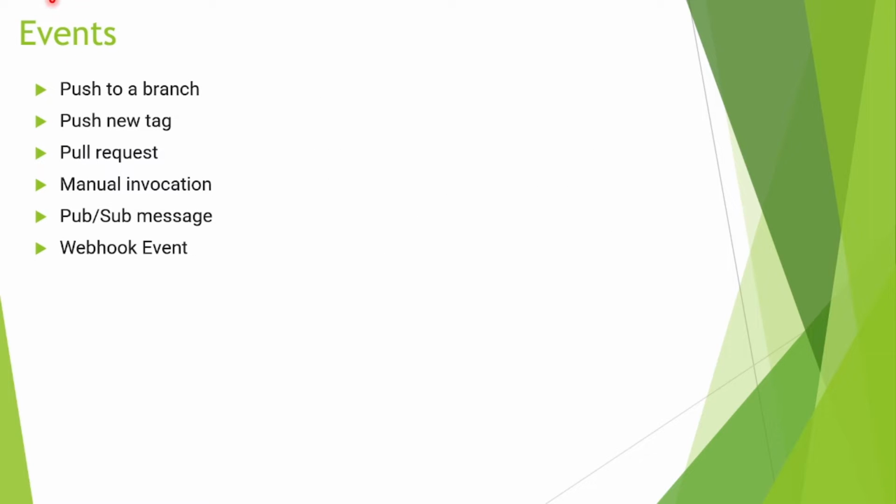There are some events which we can use: if there is a push to a branch, someone has pushed a new tag, or a new pull request has been created. We can even run triggers manually. You just create a trigger, and run it manually whenever you want. And we can even create triggers on a Pub/Sub message, so whenever a Pub/Sub message is published, your trigger will run.